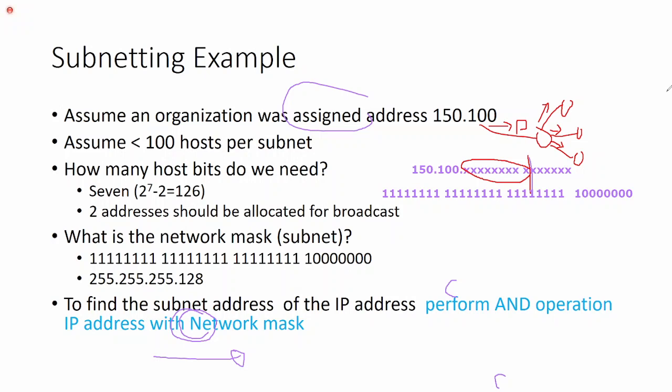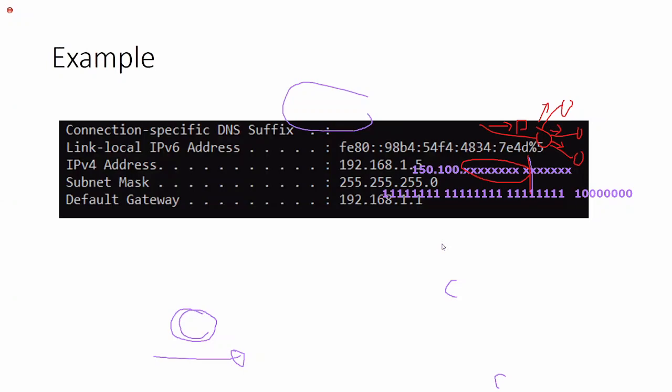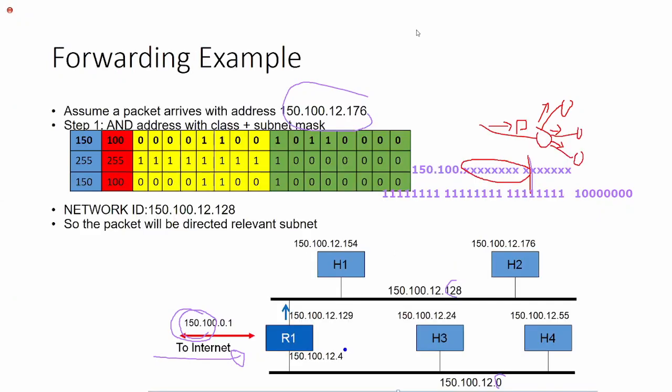Understood? So basically, to get the network mask, what you have to do is convert all the network bits to 1. Then you will get the network mask. Okay, so that is what I did on this slide and showed you that you can get the network address, right? And this example shows you why it is required.